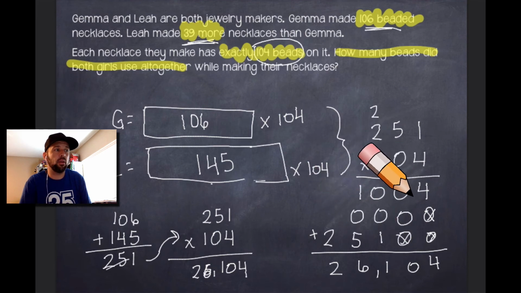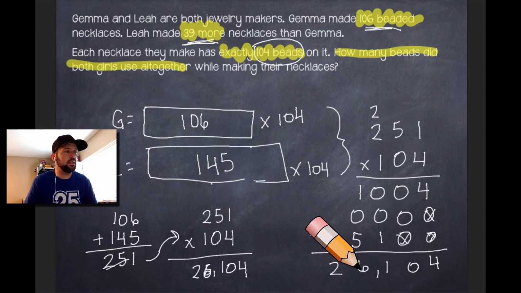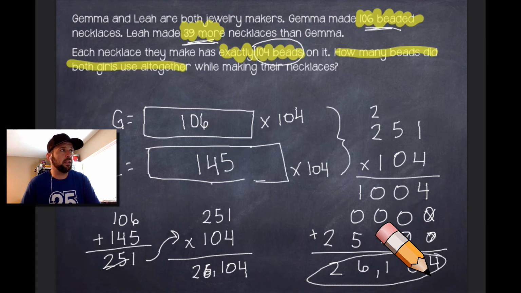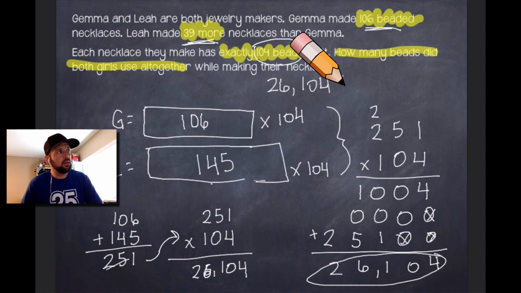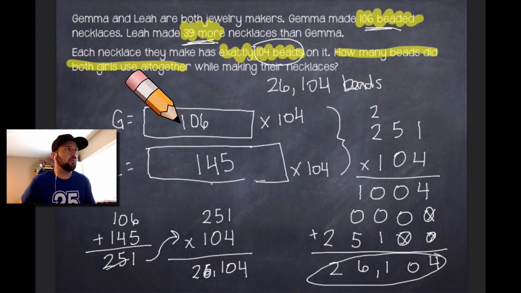So I kept everything organized here. I used my placeholders to make sure I was multiplying by the right place value, and it all worked out okay. And this one, because I took my time and lined everything up, I didn't make a mistake the first time, so that's good. So altogether, they used 26,104 beads. So that would be our answer. It's always good to label your answer so people know exactly what your answer is. So, perfect.